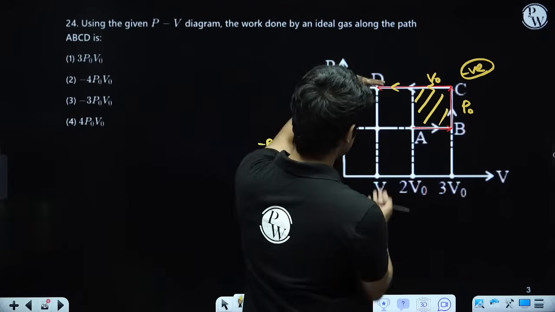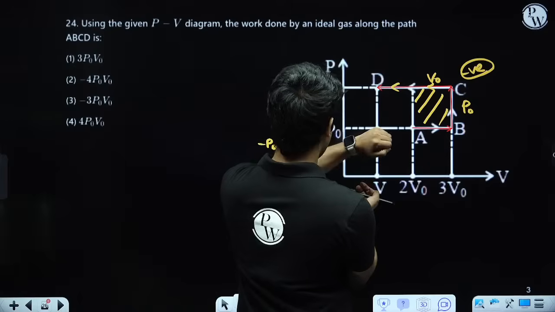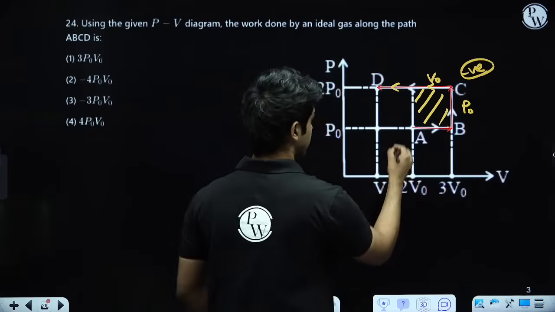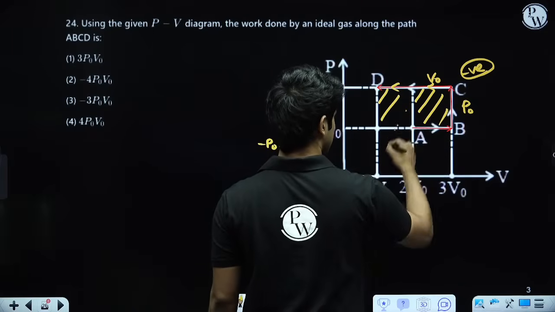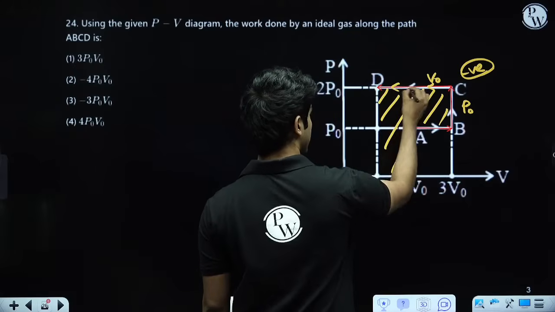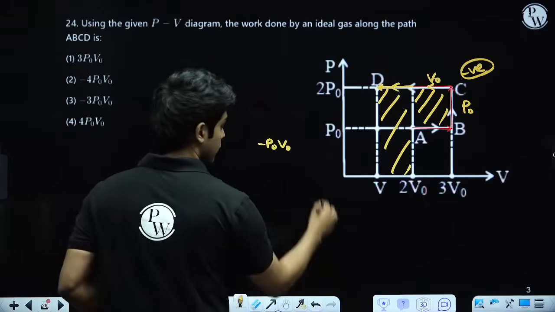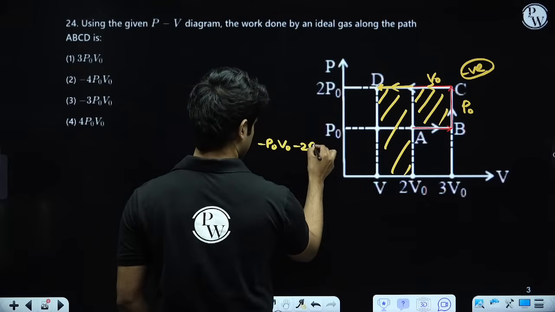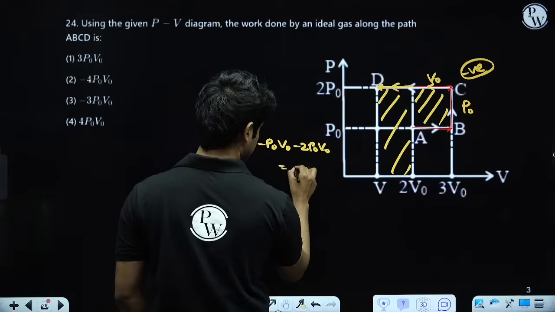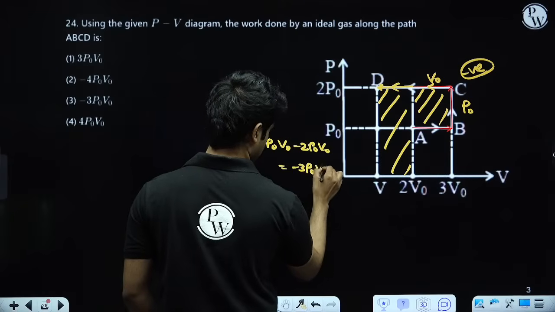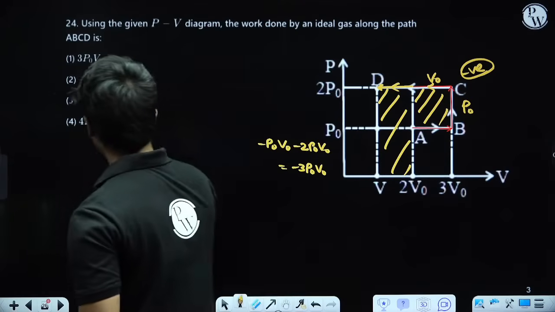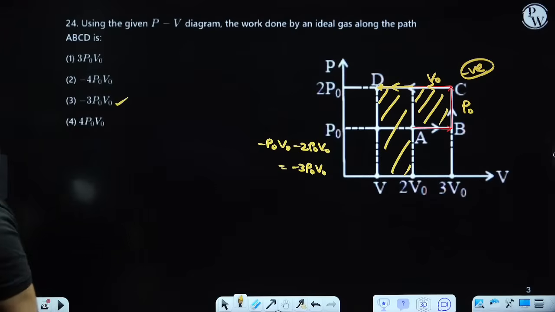and the area of this part, the height is 2 P0 and width is V0. So the area of this work is going to be 2 P0 V0, but this is also going to be negative because this is a compression process. So minus 2 P0 V0. So the net work done is minus 3 P0 V0. Okay, so option 3 will be the answer.